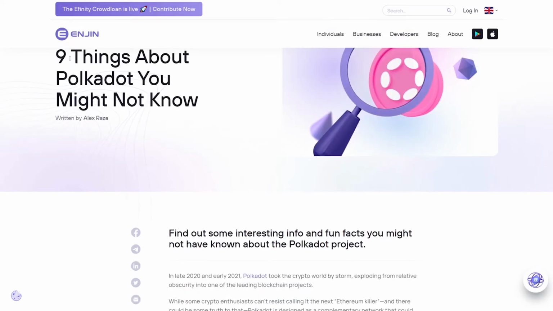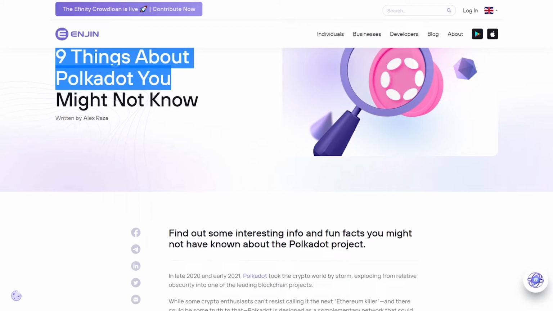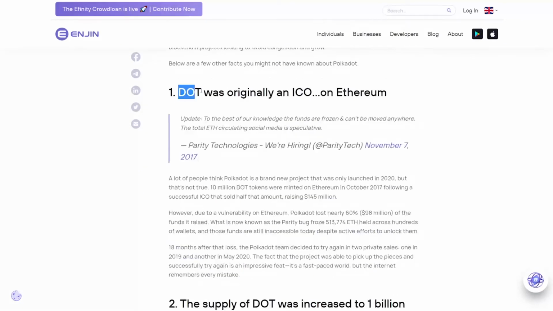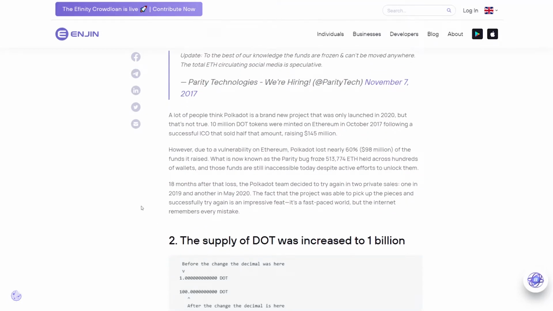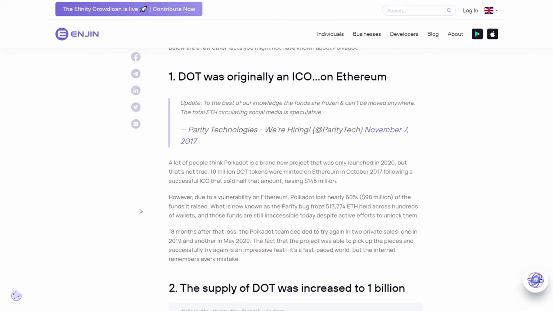Also, they have continued with some things you might have not known about Polkadot. For example, that DOT was originally an ICO on Ethereum back in October 2017. However, there was a vulnerability in Ethereum and Polkadot lost nearly 60% of the funds raised, so they had to do another round in 2019 and another in May 2020. So it's pretty nice that despite those hurdles they have been able to push through.